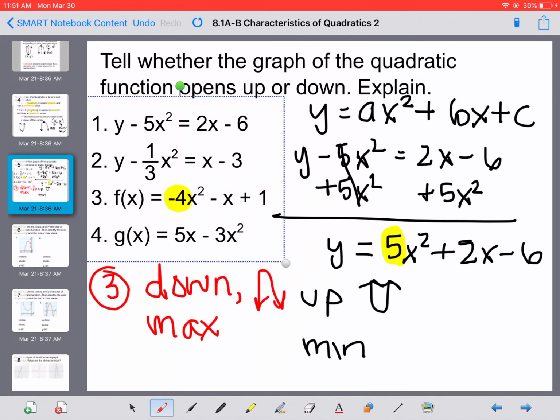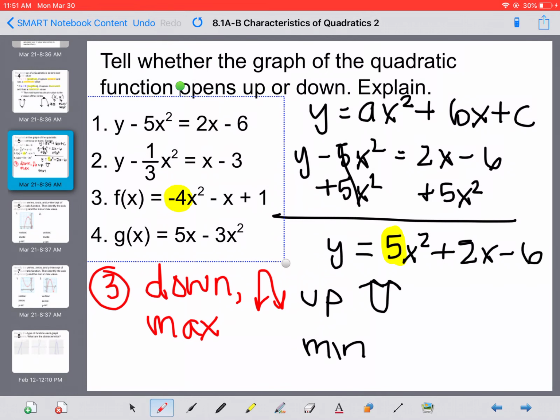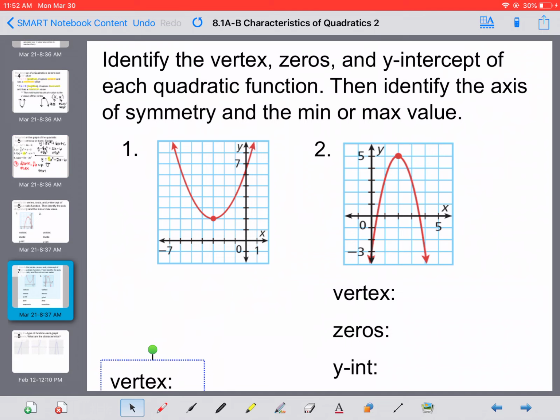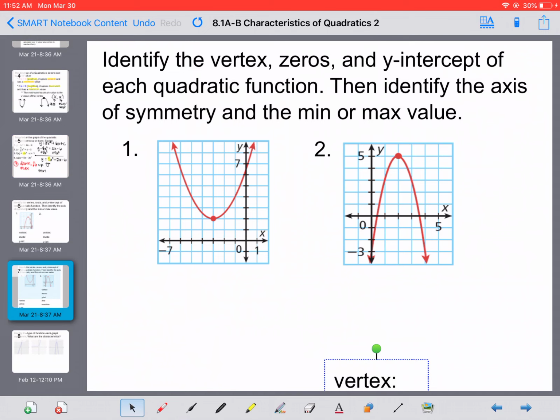Okay, let's look at some problems to determine the vertex, axis of symmetry, and whether it's opening up or down. I'm not going to do all of this because I haven't talked about all of it yet, so we're just going to look at graph number 1. This particular graph is opening up. So we're going to say it opens up, and because it's opening up, I have a minimum.